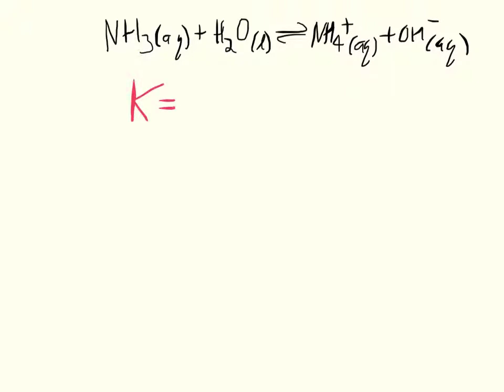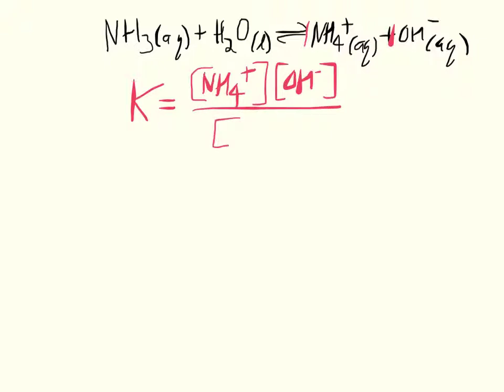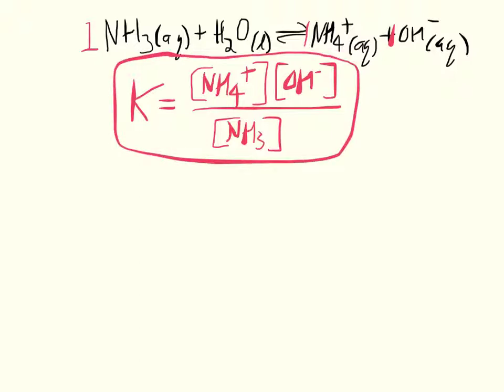Well, K would be equal to the concentration of the products, so NH4+ to the power of 1, because the coefficient here is a 1, times the concentration of OH- to the power of 1, coefficient here is a 1, divided by the reactants, so the concentration of NH3 to the power of 1, because the coefficient here is a 1. And that's it. I'm done. I don't include H2O. And so why is that?